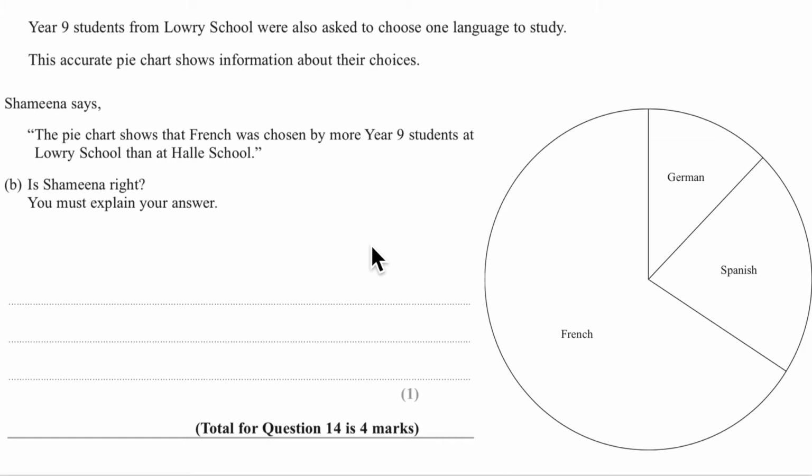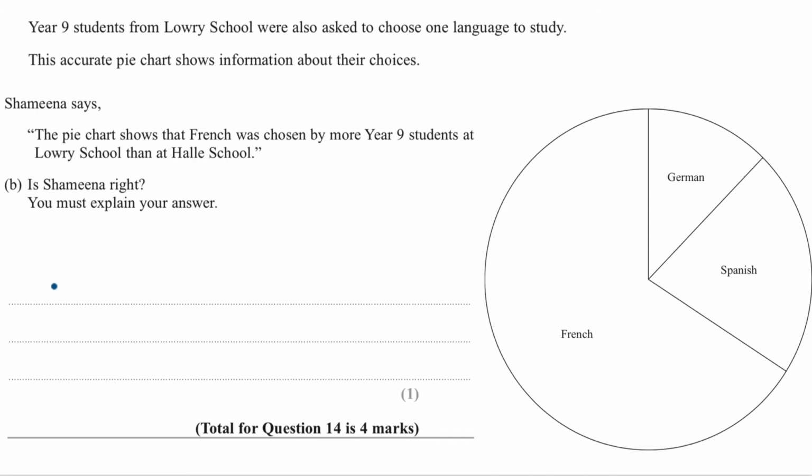Well, Shamina is not correct. She might be correct, but we don't know that she's correct because we don't know how many Year 9 students there are at Lowry School. And so although it looks a bigger angle, it is a much bigger angle than the angle we had for French on the previous pie chart, there may be fewer students at Lowry School, and therefore there may not be more Year 9 students choosing French at Lowry.